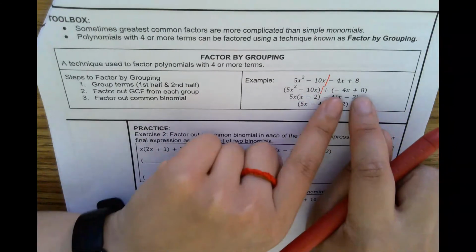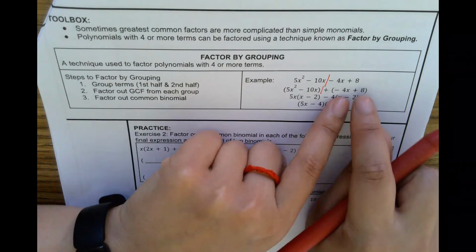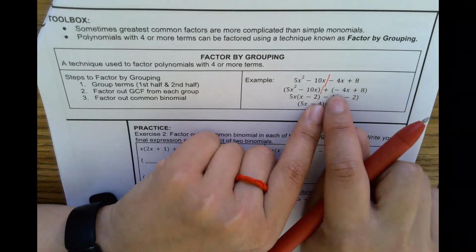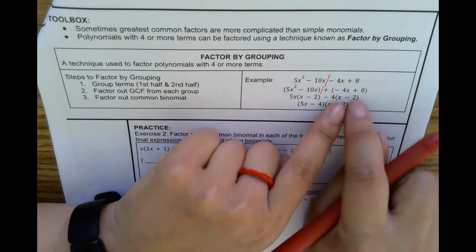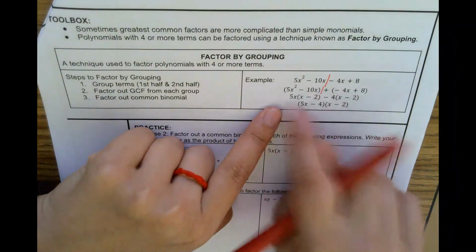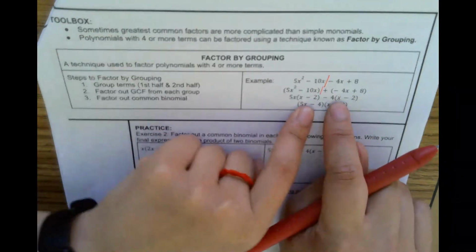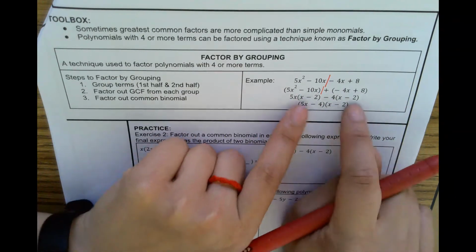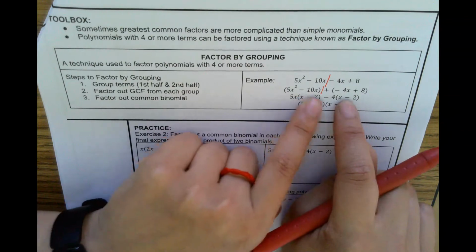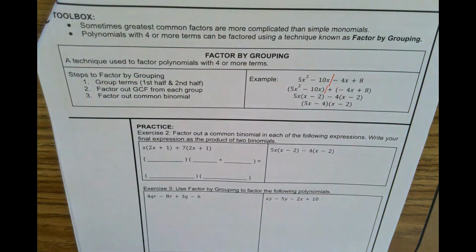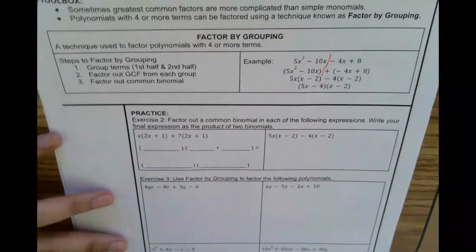Then looking at the second half, negative 4x plus 8, you can pull out a negative 4. We normally pull out the sign of that first term, and we are left with x minus 2. So if you did multiplying like I did when I rewrote it like this, it will be easy to see that 5x minus 4 is one group, and then this x minus 2 that they have in common, we pull out, and that is another group. So that's why it says factor out the common binomial. Okay, so let's get started doing some official examples.